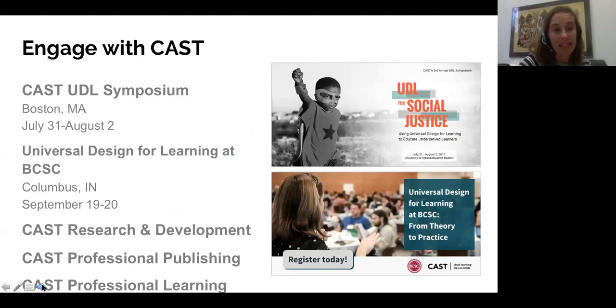So we have a symposium in the end of July and beginning of August, July 31st to August 2nd here in Boston, Massachusetts. We have in September, we're actually going to be collaborating in partnership with PCSC in Columbus, Indiana, where you can learn some of the UDL theory and then actually visit their classrooms, which we often hear, what does it look like? You will get to go visit classrooms in PCSC, which is very exciting.